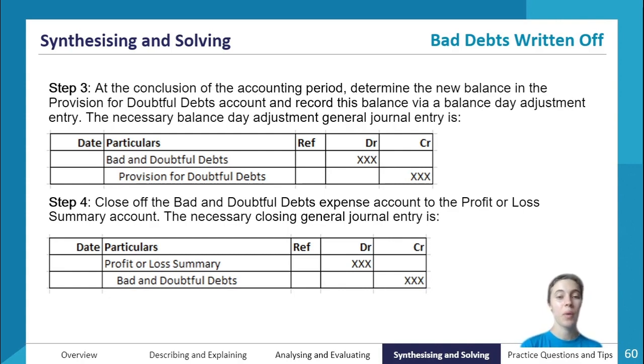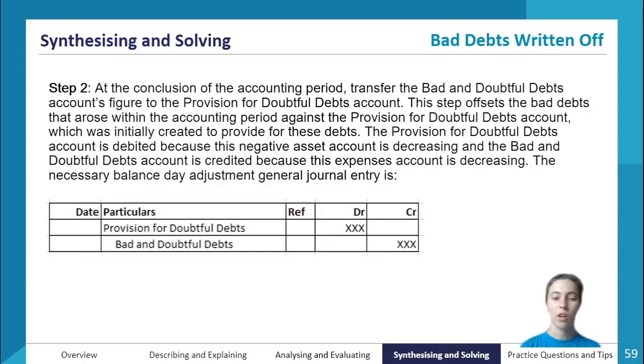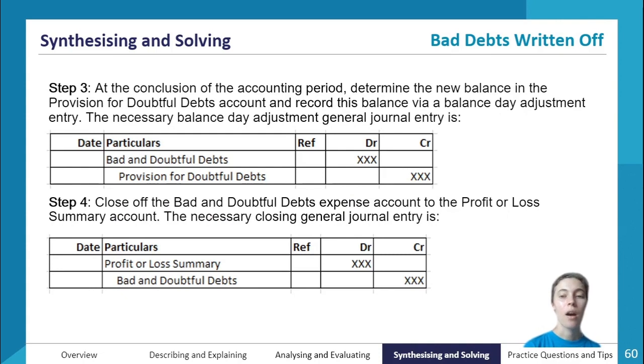Step 3, at the end of the accounting period, again, this is all June 30, you need to determine the new balance in the provision for doubtful debts account and record this balance in a balance day adjustment entry. The necessary balance day adjustment is a debit to bad and doubtful debts and a credit to provision for doubtful debts. We just had the previous step, which was the opposite, and now at the conclusion of the period, we are determining the new balance. We've offset the previous one and we're determining the new one.